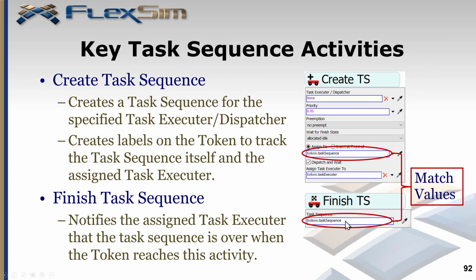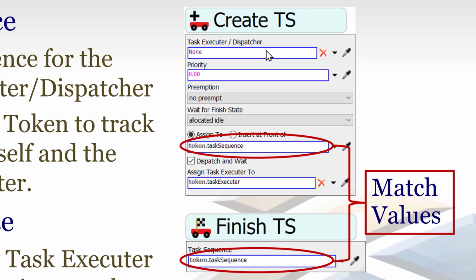By using a wait state and a finished task sequence activity, we can more easily use task sequences from both 3D objects and from process flow. It also creates a natural acquire-release mechanism that can sometimes replace using acquire-release resource activities. We can now use the task executor/dispatcher box to select the task executor or dispatcher we want to assign the task sequence to.